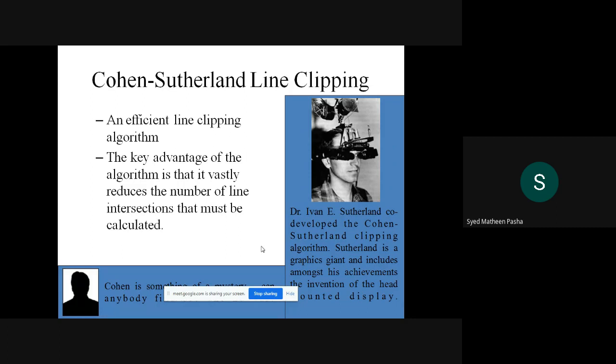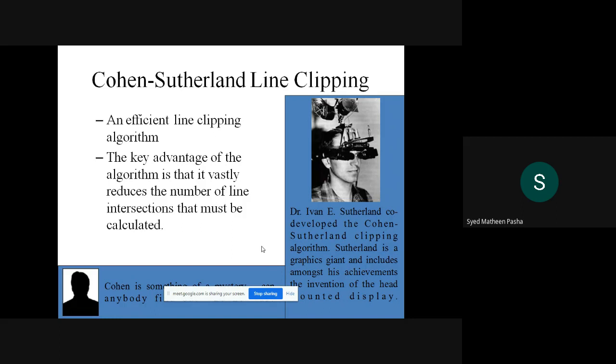Remember why you will use the Cohen-Sutherland algorithm? You will use this algorithm to clip a line. You can't use this particular algorithm for clipping a point or curve. It fails like anything. That is one of the disadvantages of this algorithm. You should use this particular algorithm only for line clipping. This is one of the important points you need to remember.